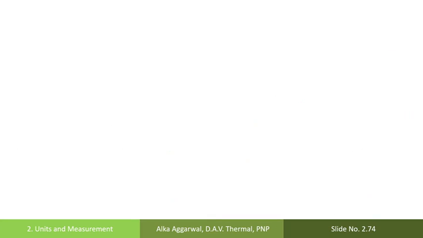Now let us apply this method to derive one more formula, that is for the centripetal force. As we know, the centripetal force depends on the mass, velocity and radius. But up to what power of mass, velocity and radius we don't know. So we just write the relation that centripetal force is proportional to mass to the power a, velocity to the power b and radius to the power c.